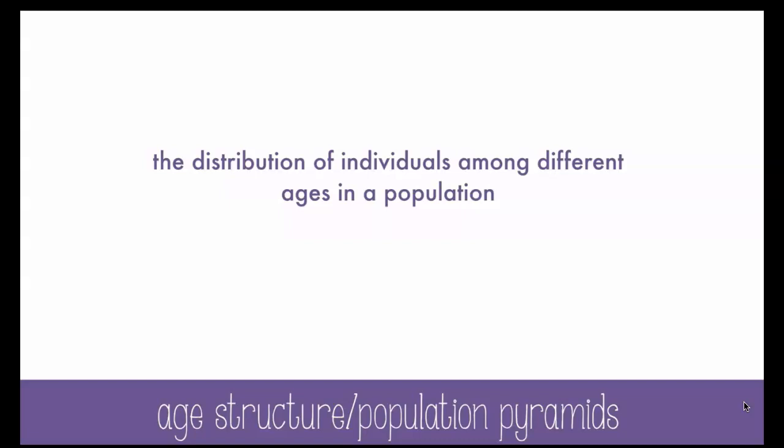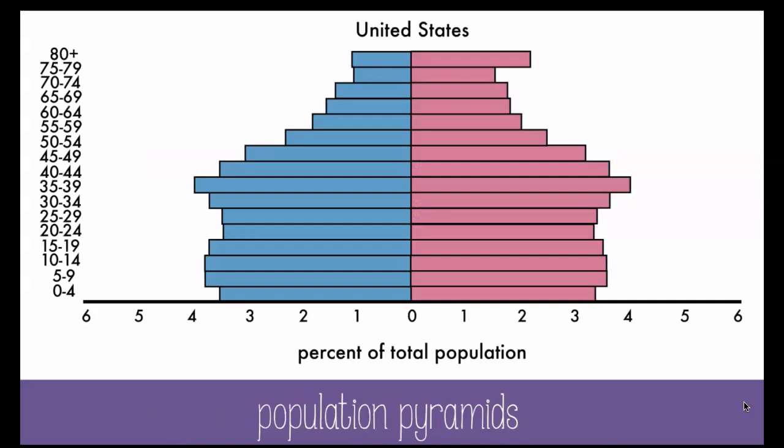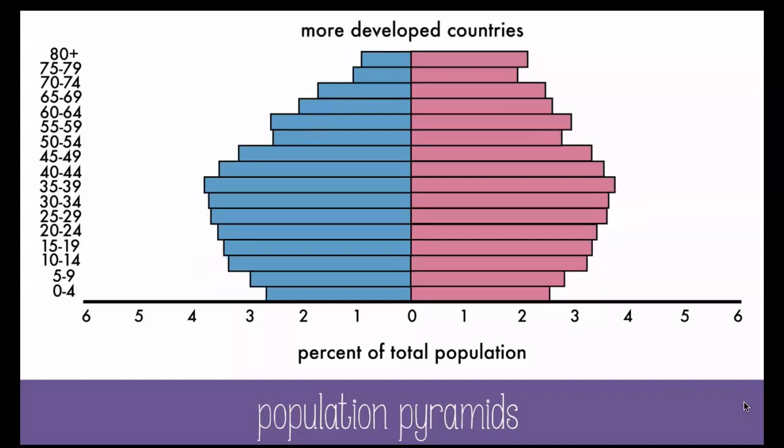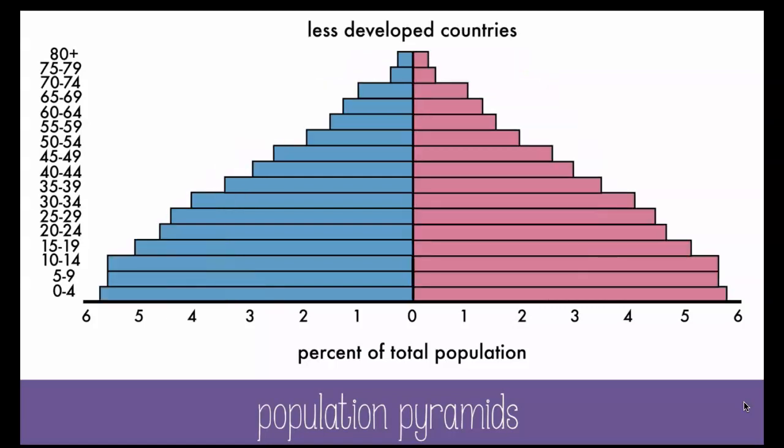The distribution of individuals among different ages in a population is called age structure. Age structures are often represented in graphs or population pyramids. Let's look at a population pyramid. Here's a population pyramid for the United States. It's fairly stable, and it doesn't actually look that much like a pyramid. On the left are the males of the population, and on the right are the females of the population. You can see that it's more rectangular than pyramidal. Here's another developed country. Again, it has more of a square shape than a pyramid. Now, less developed countries tend to have an actual pyramid shape because they have higher growth rates but don't have as many individuals that live to an old age.